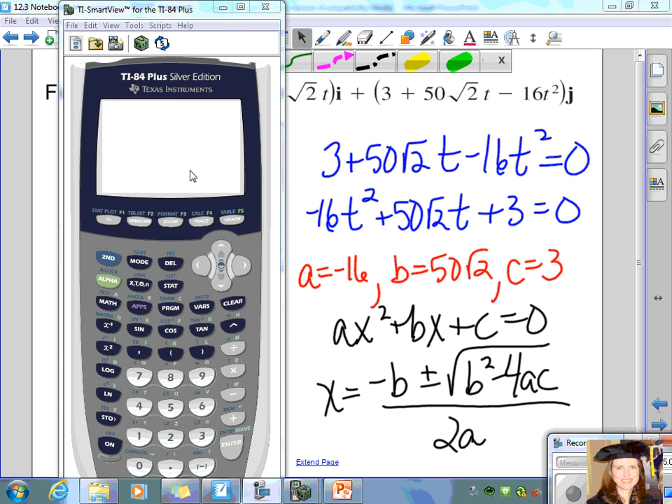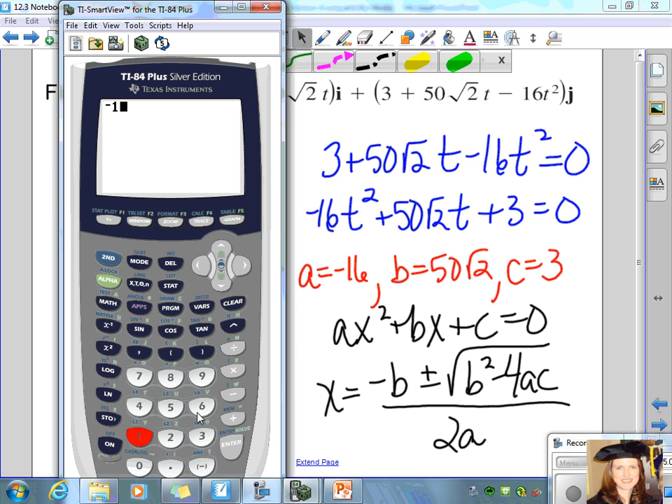On the graphing calculator, such as a TI-83 or 84, you can store values into variables. And since we want to use the quadratic formula where a is going to equal negative 16, b is going to equal 50 square root of 2, and c is going to equal 3, I can plug those values into the variables. So I'm going to first start off with my a, which is negative 16. I type in negative 16 first, and then press the STO button, that's the storage button, and choose the letter alpha A and press enter.